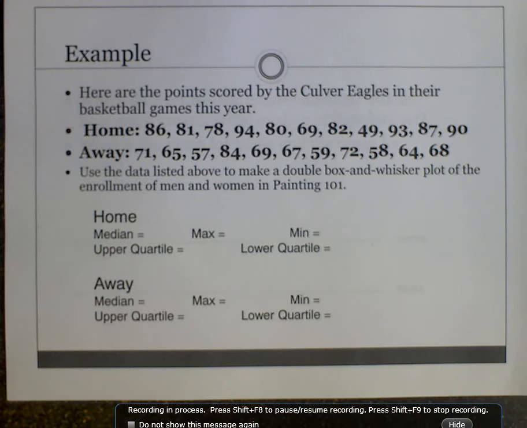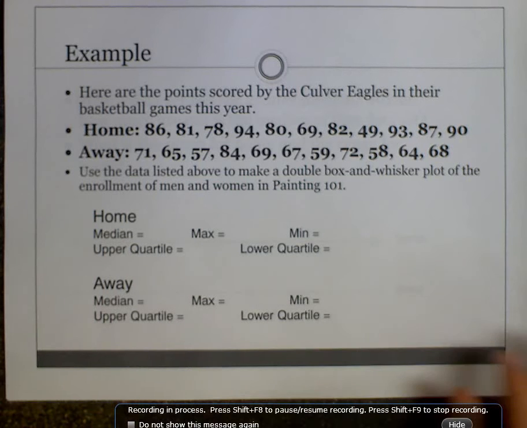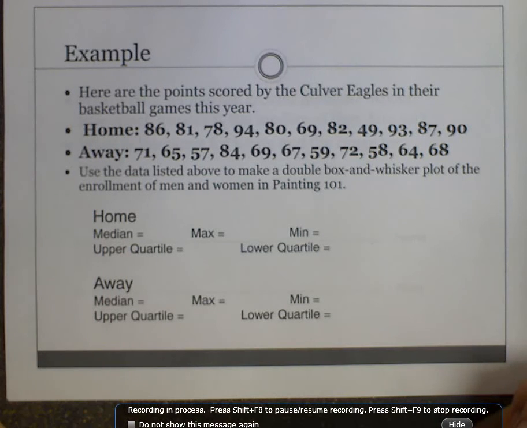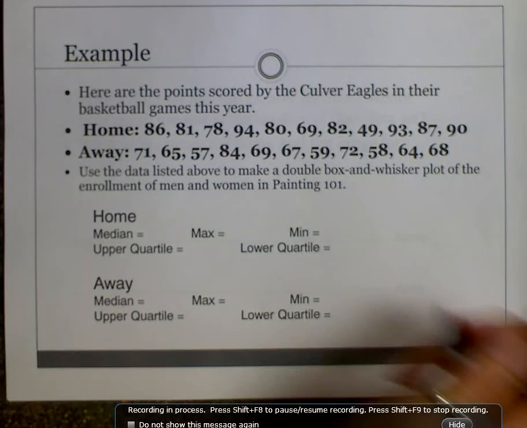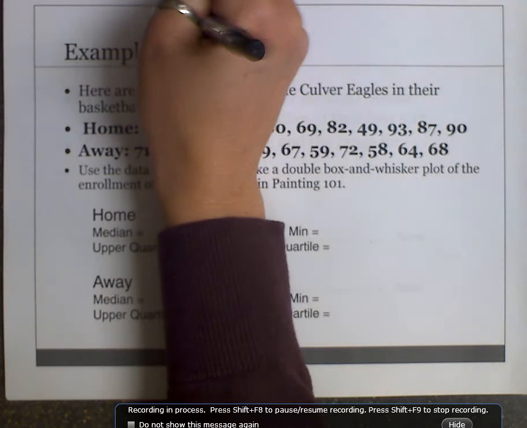Here's our second example. We need to practice our double box and whisker plots. Here are the points scored by the Culver Eagles in their basketball games this year. We have home scores, we have away scores, and it says use the data to make a double box and whisker plot. So home and away.